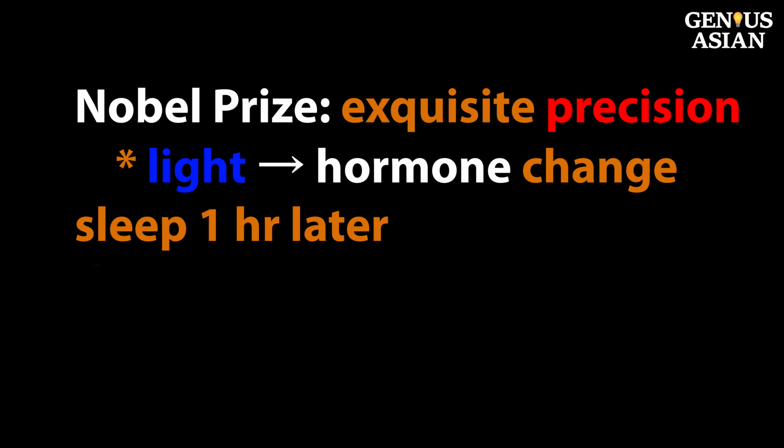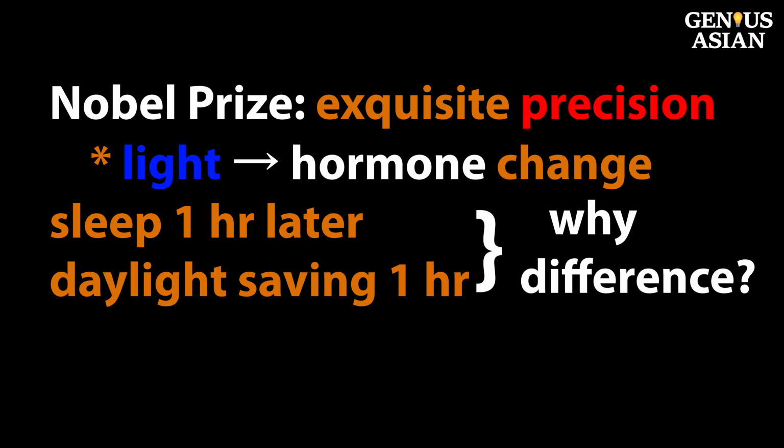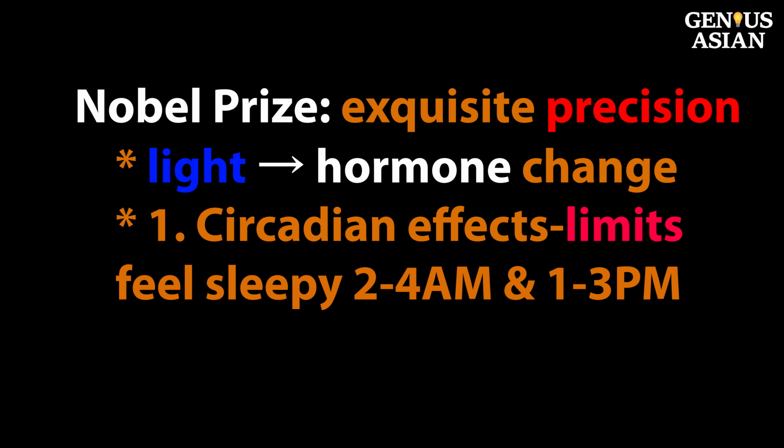Many times I go to bed 1 hour later than usual, but I feel the greatest effect twice a year when the change to or from daylight savings time occurs. Why is that? This is because even though the timing of the master clock is very precise, its effects still have limits. Most adults feel the sleepiest between 2 to 4 a.m. and also 1 to 3 p.m.